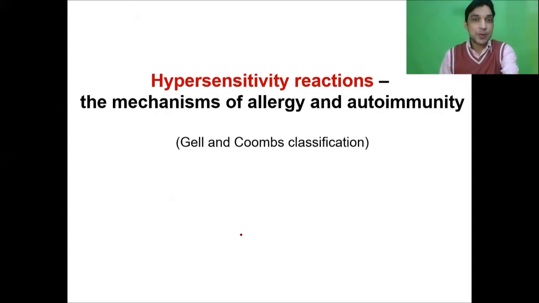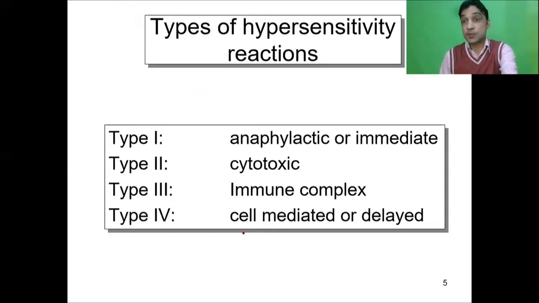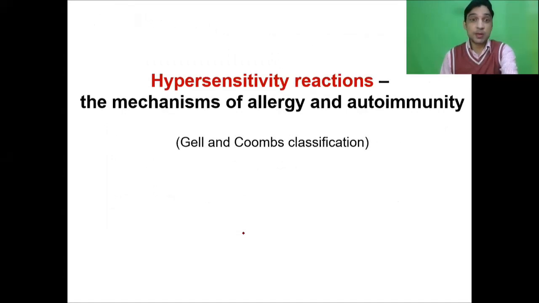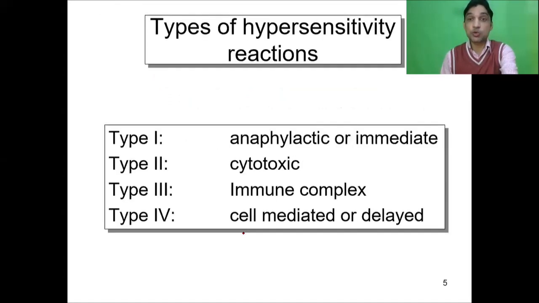Okay, so let's start with the mechanism of allergy and autoimmunity. There are a lot of classifications. The most famous of them is Gell and Coombs, which I am going to share with you. There are four types of hypersensitive reactions. One is called type 1, the other is type 2, type 3, and type 4.